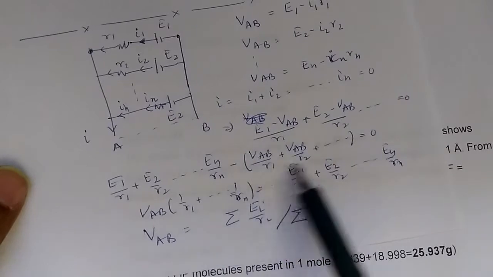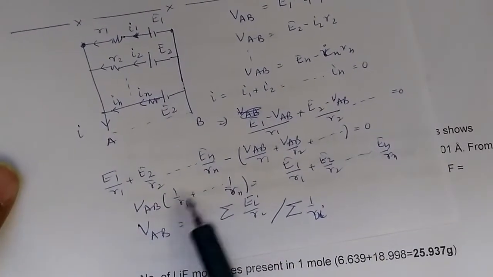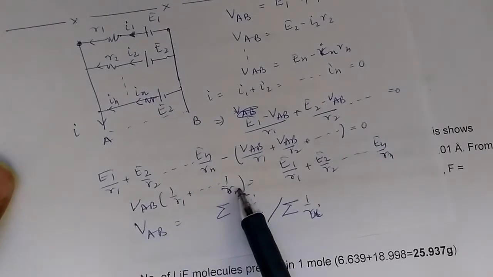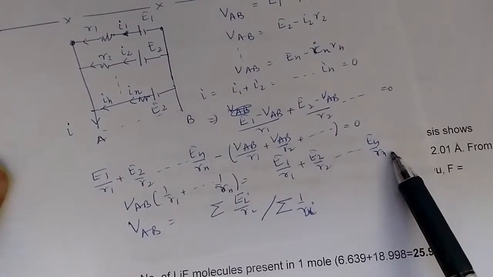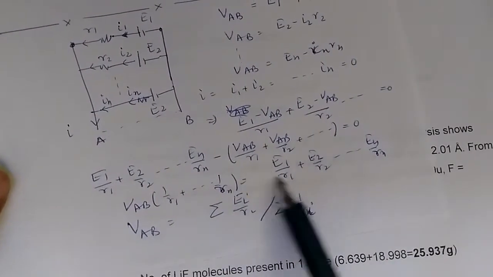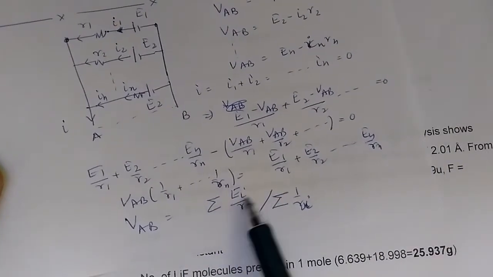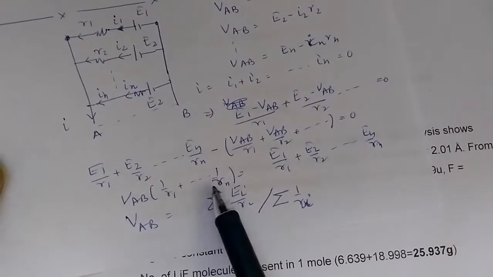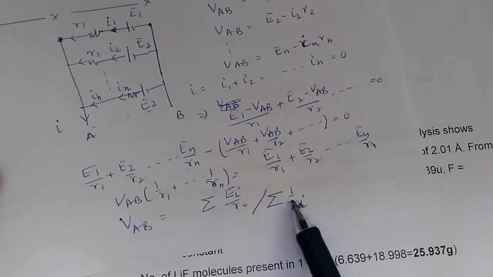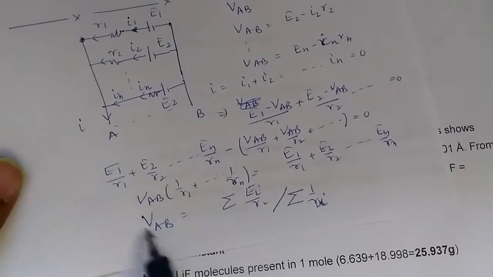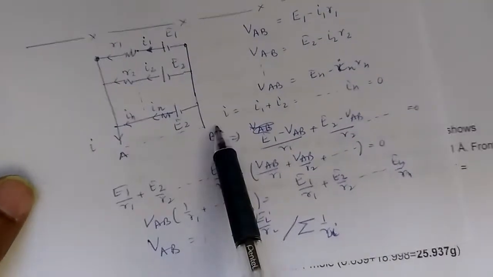If we collect these terms, taking VAB common from all of them, we get VAB multiplied by 1 upon R1 plus 1 upon R2 up to 1 upon Rn, equal to E1 upon R1, E2 upon R2, up to En upon Rn. Now we simplify these terms and write it as sigma Ei divided by Ri, as i varies from 1 to n for n voltage sources and resistors, divided by sigma 1 upon Ri. That is the equivalent voltage that we see at points A and B.